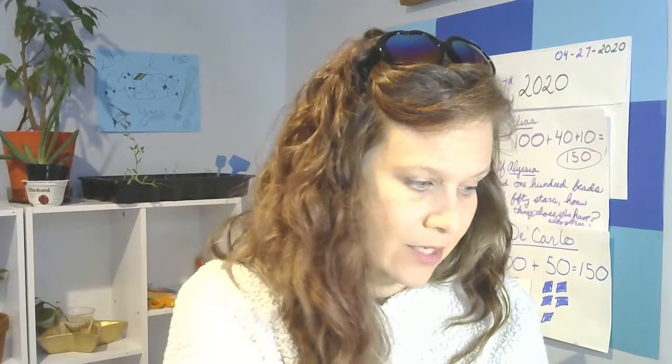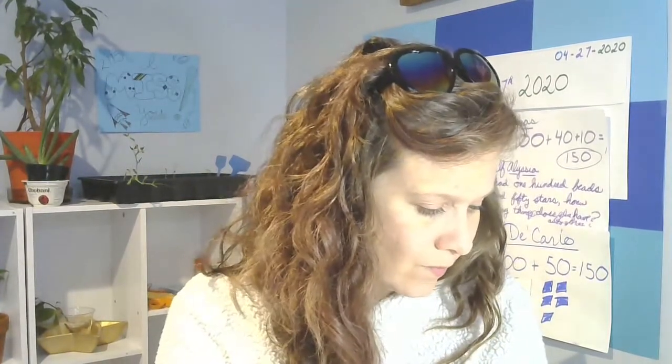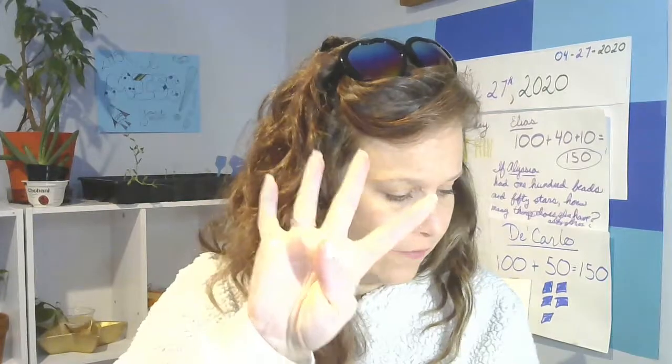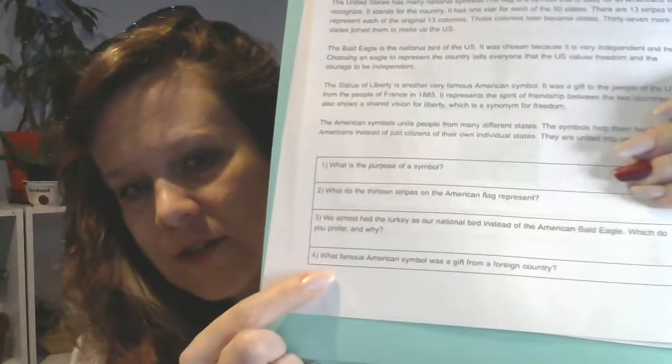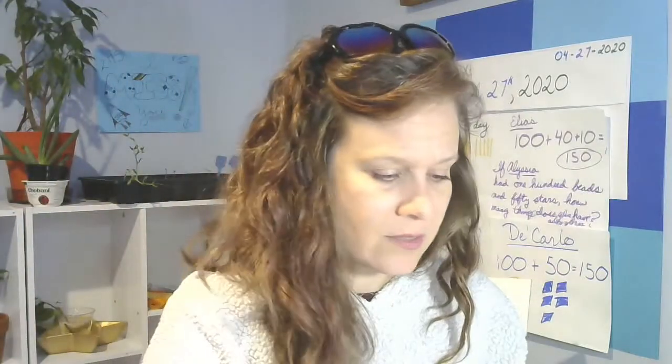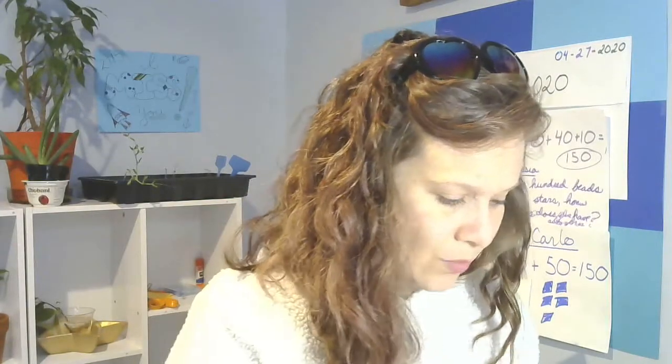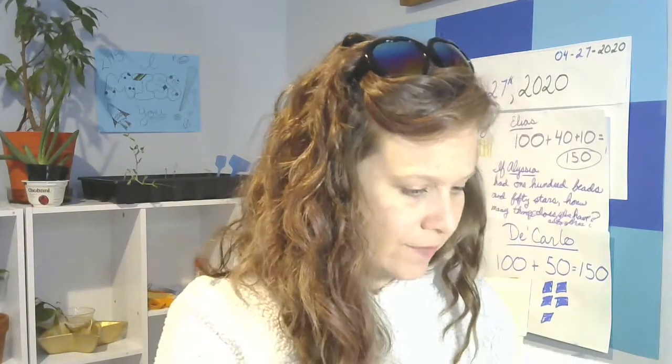And so it talks about at least one of those birds here in your passage, so that might help you out with your reasoning. But make sure you're putting some kind of reason for that. Why do you pick the one you pick? Number 4, what famous American symbol was a gift from a foreign country? So something that was not the United States. It came from there. It was a gift to the United States. Which symbol listed in there is a gift?